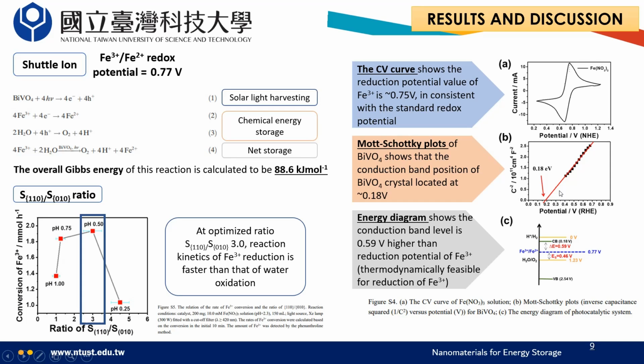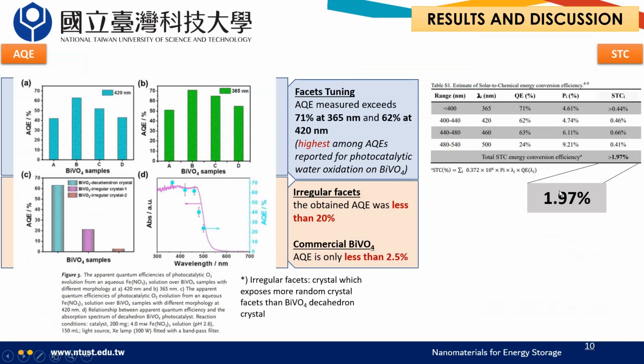The graph on the right hand side shows the CV curve that proves the reduction potential value is consistent with its redox potential, which is around 0.75. And from the Mott-Schottky plots, we can draw the energy diagram, and it shows that the conduction band level is 0.59 volt higher than the reduction potential, which is thermodynamically feasible for the reduction of Fe3+ to Fe2+.